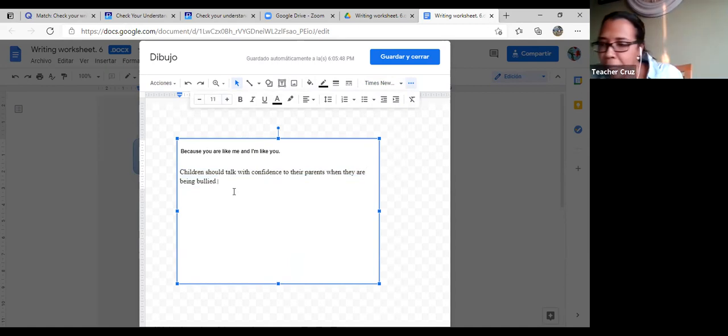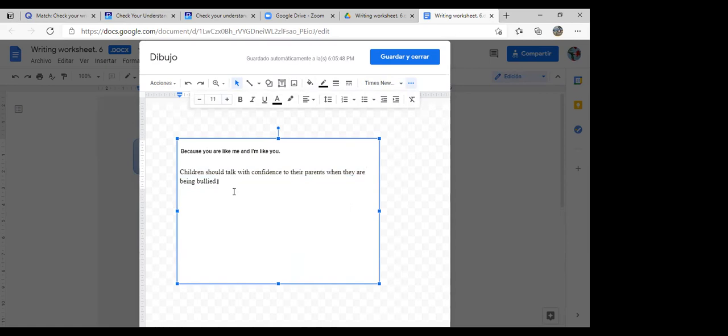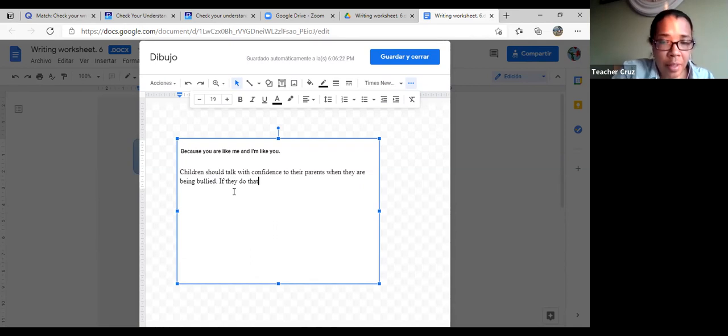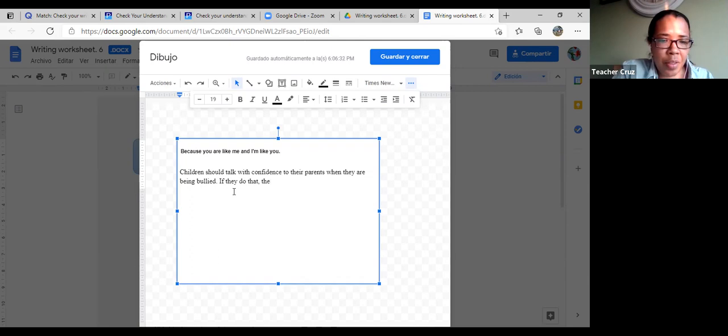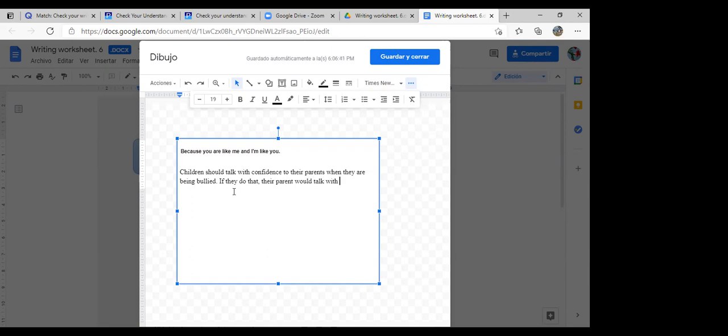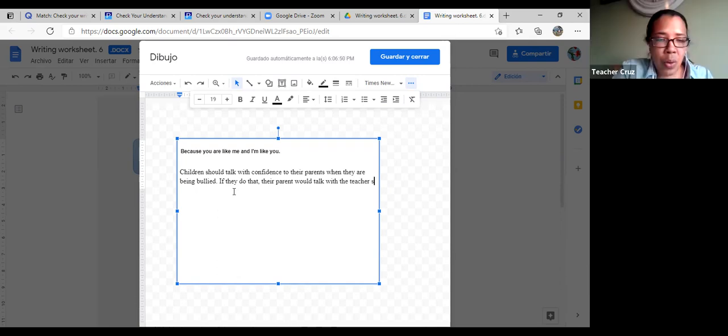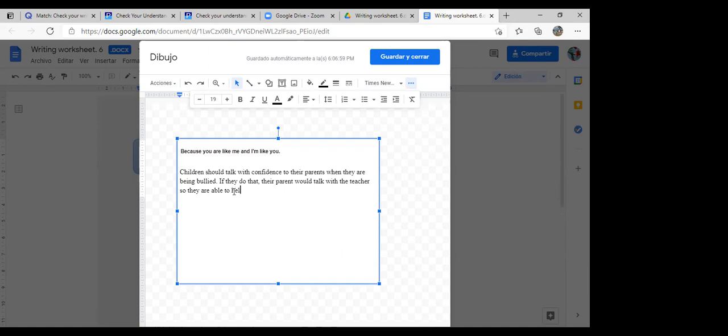Okay, so what would be the next? What would you add to that? Hugo, Nubia, what can we add to that? Teacher, I think if they do that, the parents maybe will talk with their teachers and they will help them. If they do that, comma, right? Yes. Their parents will talk with their teachers, and they will be able to help or support them, right?